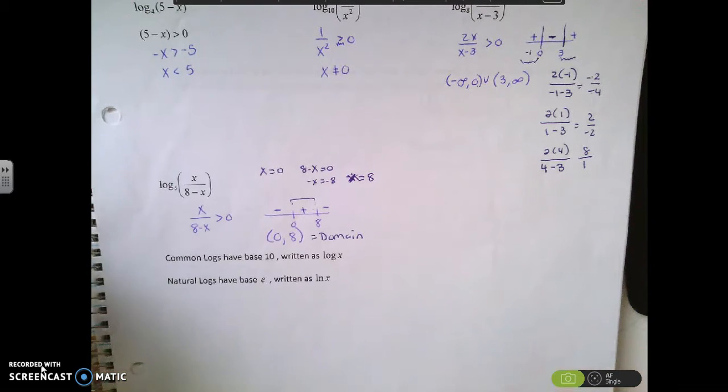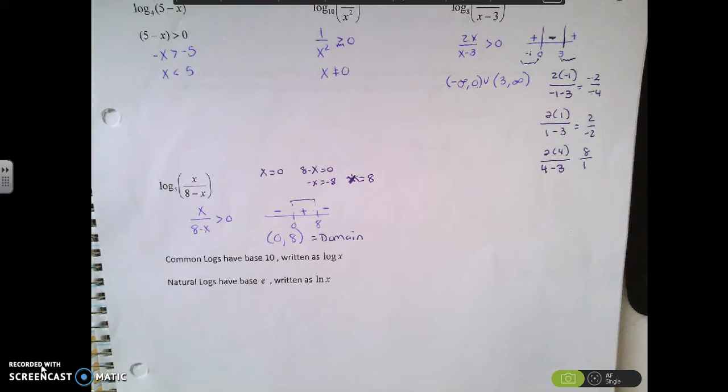So the last thing we're going to talk about here is common logs. So a common log is any log that's written as base 10. So those are the values that we can use on our calculator for our common logs.